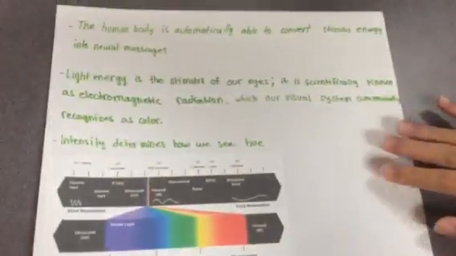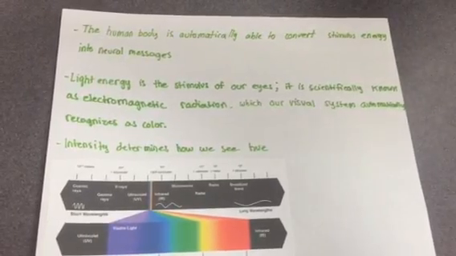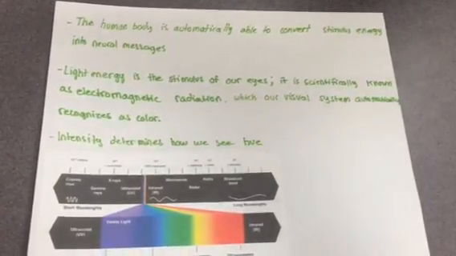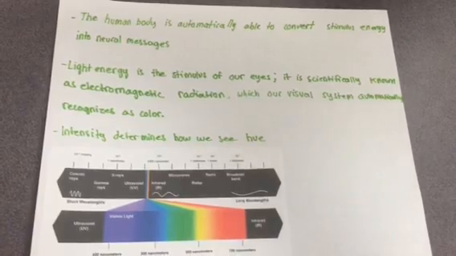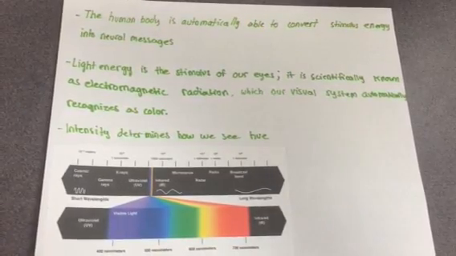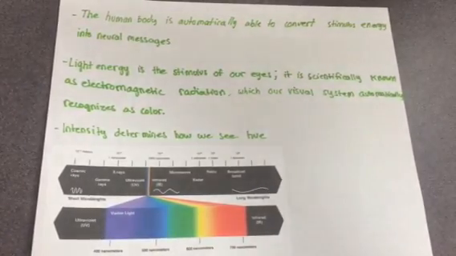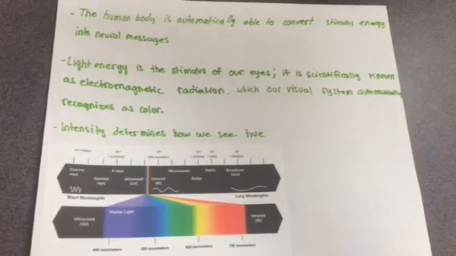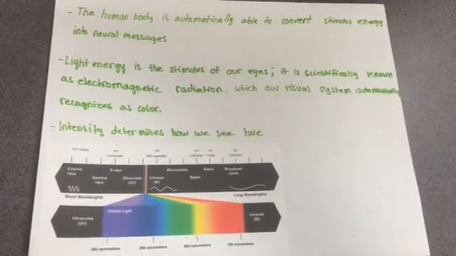Vision. The human body is automatically able to convert stimulus energy into neural messages. In vision, this can be seen when our eyes receive light energy and transduce, or transform, the energy into neural messages, which the brain then processes into what we see.